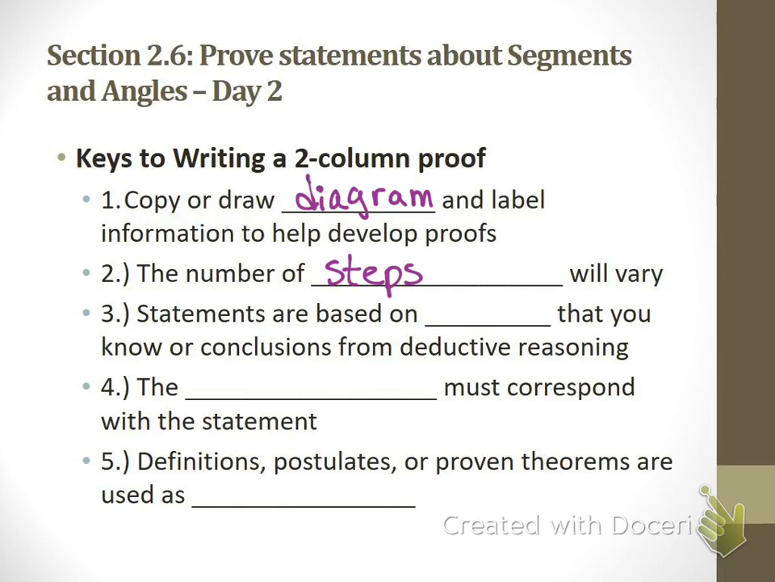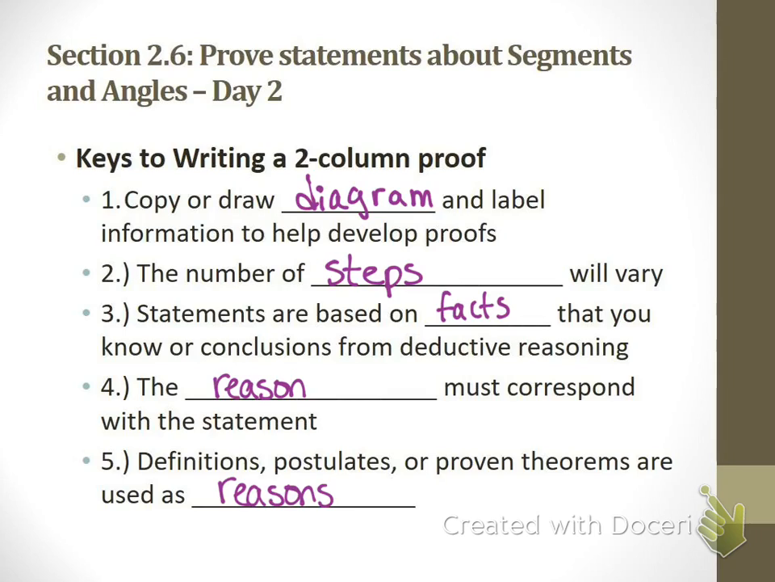Statements are based on facts that you know or conclusions from deductive reasoning. Each reason must correspond with the statement. That's why we number them, so we know which ones correspond to each other. Definitions, postulates, or proven theorems are used as reasons.